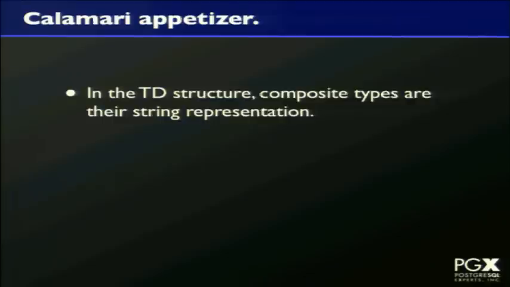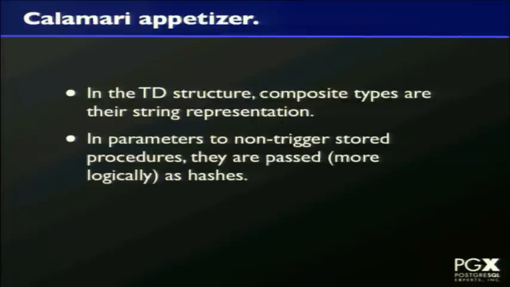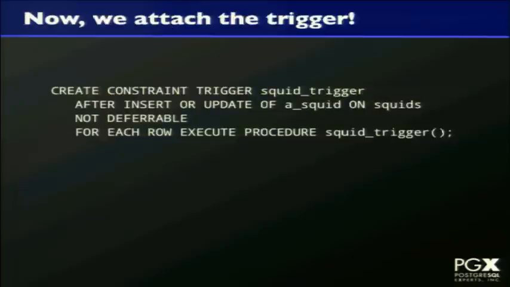In the TD, composite types like the squid come in as their string representation. It would be kind of nice if they were already parsed apart for you. They aren't. The thing is, to non-trigger stored procedures, they're passed as hashes. They are parsed apart. Why? No idea. But anyway, enough of that.